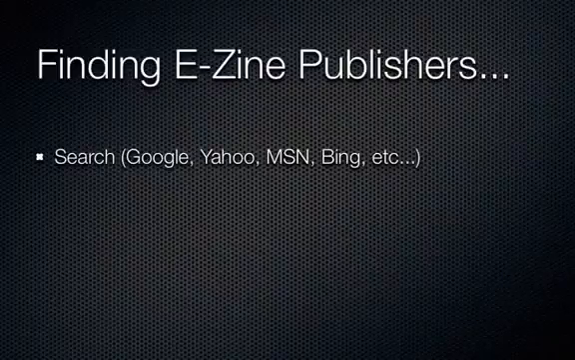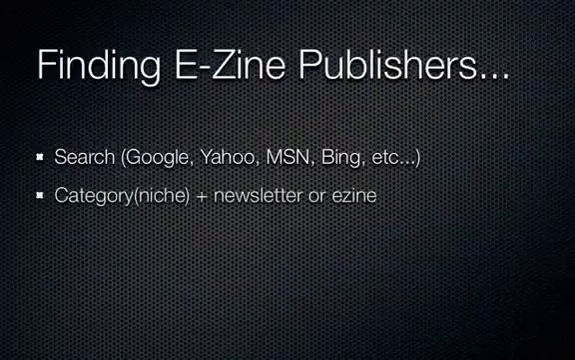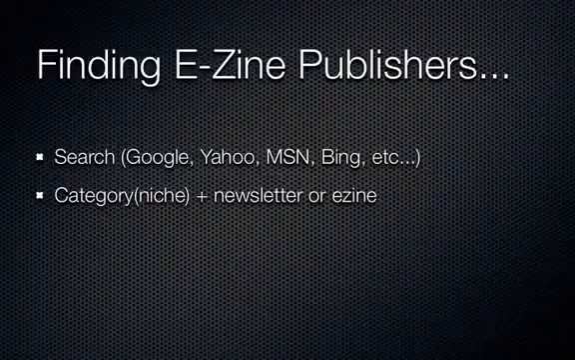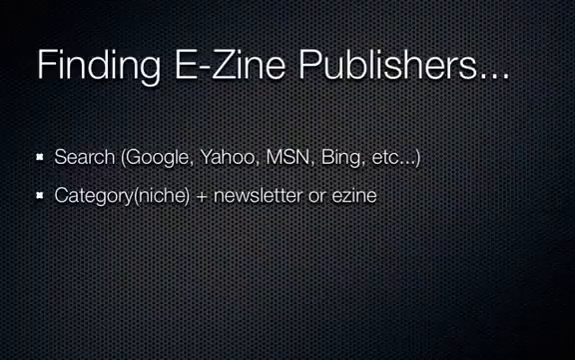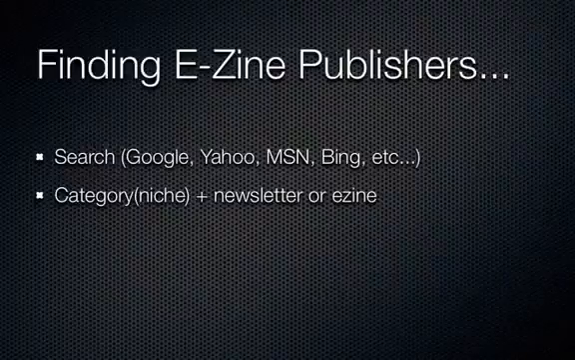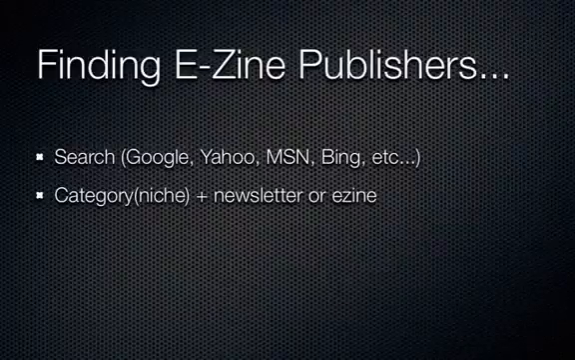Just go to a search engine, and you're gonna search for an e-zine publisher. How we're gonna do this is, remember that I showed you those categories in ClickBank in the previous video. We're gonna take that category, that niche. Remember, we're gonna pick a niche where people buy stuff, right? So we're gonna take that category, put that category's name or whatever that niche is in Google search, and simply add the word newsletter or e-zine.